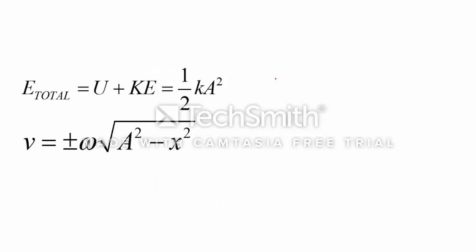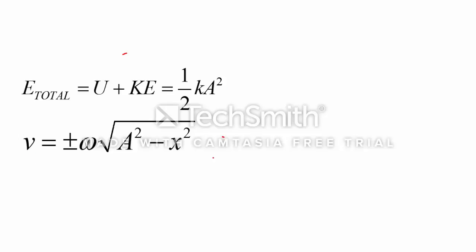Some more nifty equations. As long as there's no outside forces acting on the system, your total energy will always equal your potential energy plus your kinetic energy. And this, as long as there's no outside forces, will be constant. The total energy will also equal 1/2 times your spring constant times your amplitude squared.